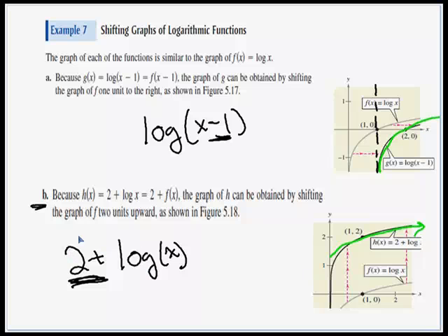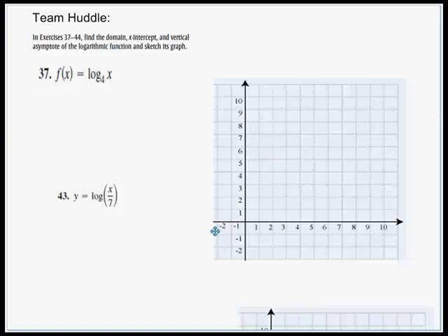So if we are not in there with the log function, if it's a number, positive or negative, positive will shift us up, negative will shift us down. A couple practice problems, number 37 and 43. It says find the domain, the x-intercept, and the vertical asymptote, and then sketch its graph.